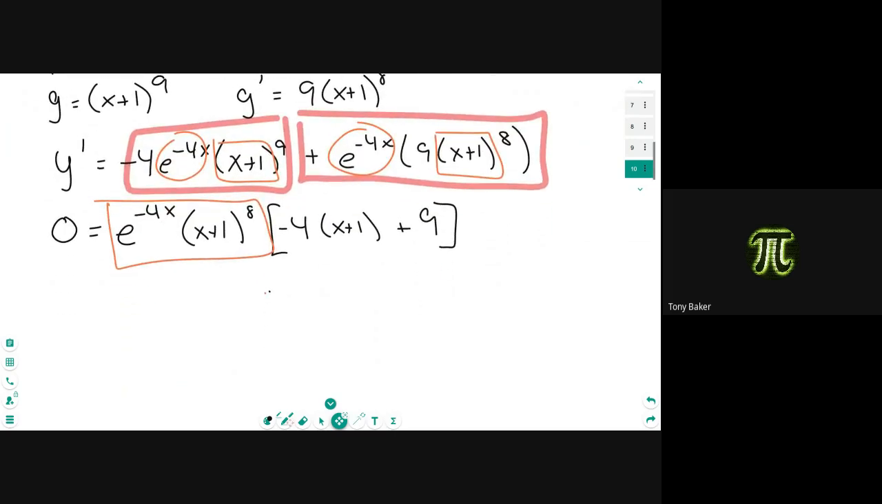All right, so let's clean this part up a little bit, and then I can look at each of the pieces. So -4x plus 5. Now it's all multiplication, right? Set each piece equal to 0.